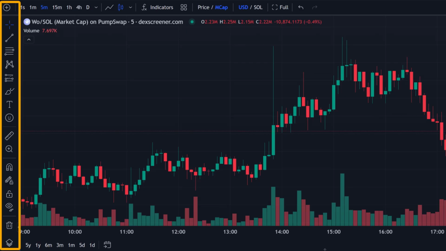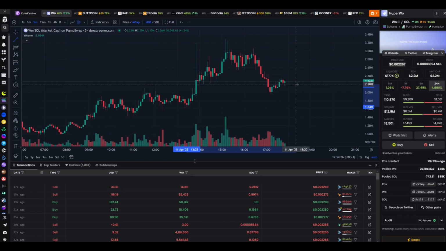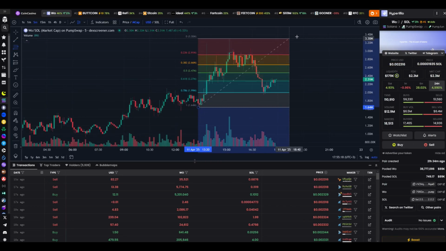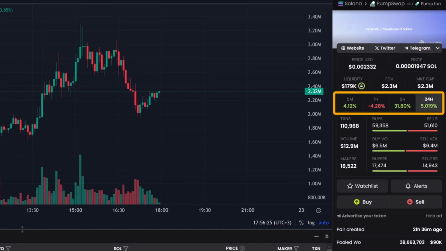To the left of the chart, a tool panel. Here you can draw. I click on the line. That's a trend, to understand where the price is going. Or I take Fibonacci. Set levels where the price might stop or reverse. There's also a percentage button. It shows how much the token has risen or fallen over time.